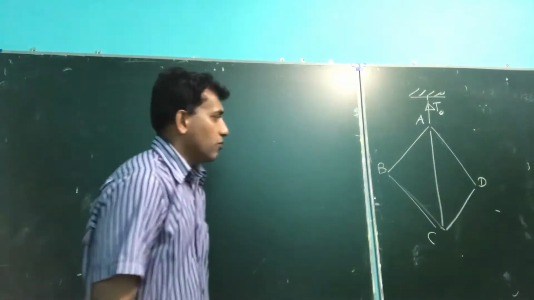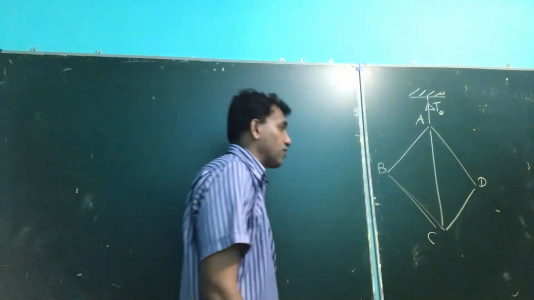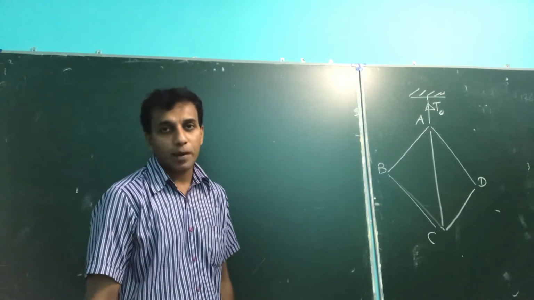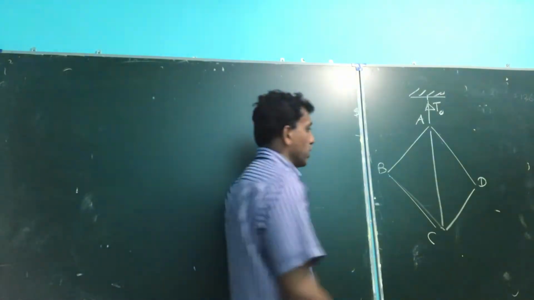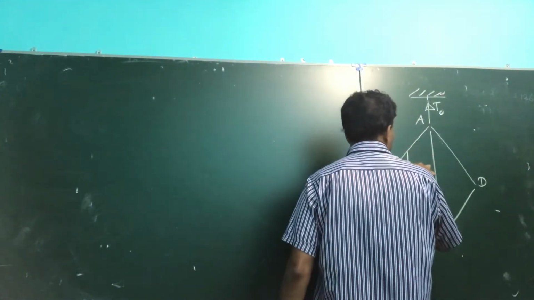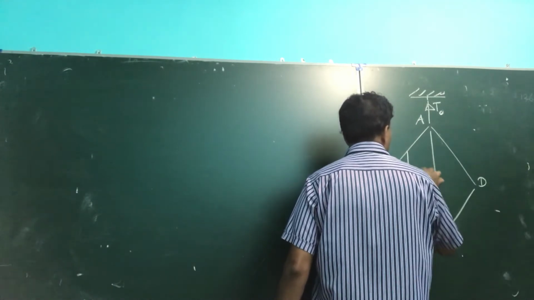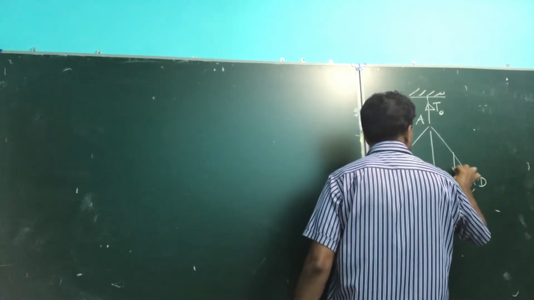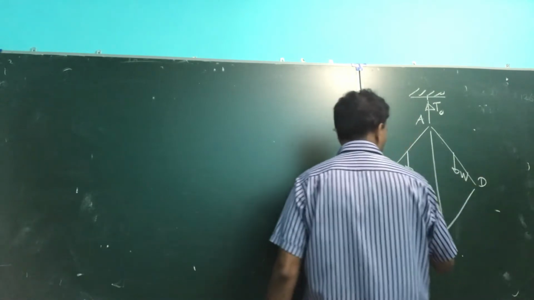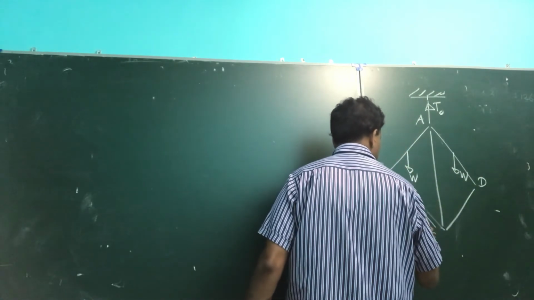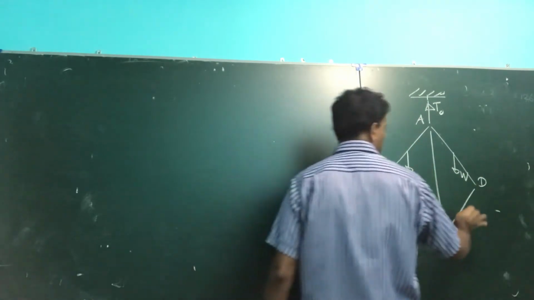If I mark the forces now, what is the first force? The weight W acts vertically down, right? At the midpoints. So here W, the same here vertically down W, and here the same line of action, W also W, right?